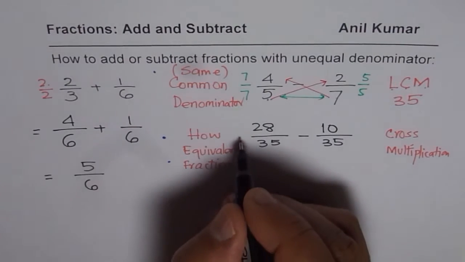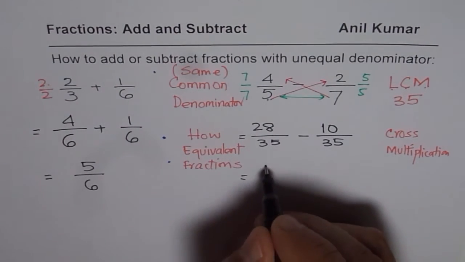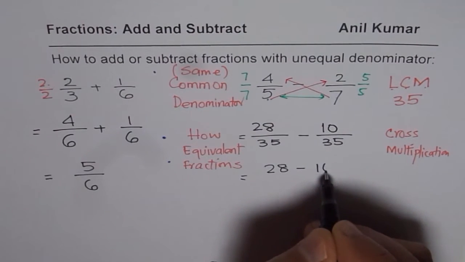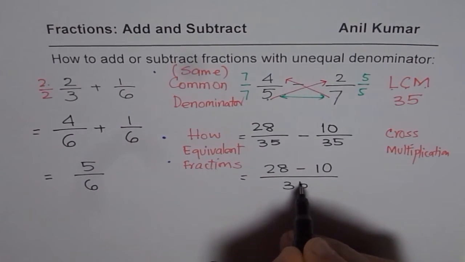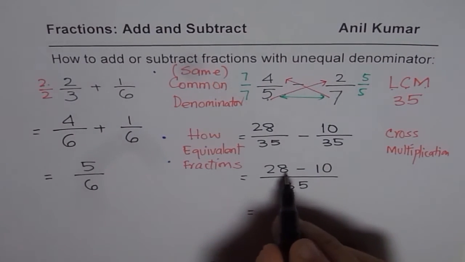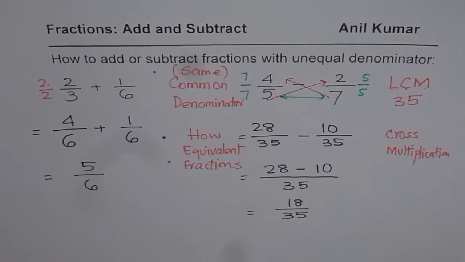Now we have the same denominators, so we can add or subtract. This case is subtraction. So we can do 28 minus 10. They have a common denominator of 35. Let me rewrite this and then do it. 28 minus 10 is 18. So we have 18 over 35. So that is the answer for us.